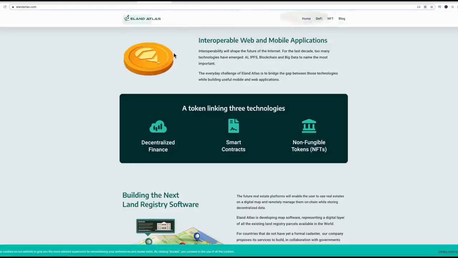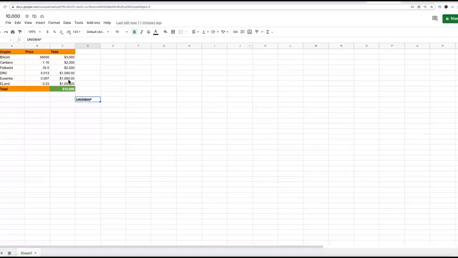So if you're looking for a project, this is what I'm saying. $1,000 into this, $1,000 into DRC, $1,000 into Essentia, which is our next one. Or you could just pick one and do $3,000 into one, but I usually spread it out a little bit.